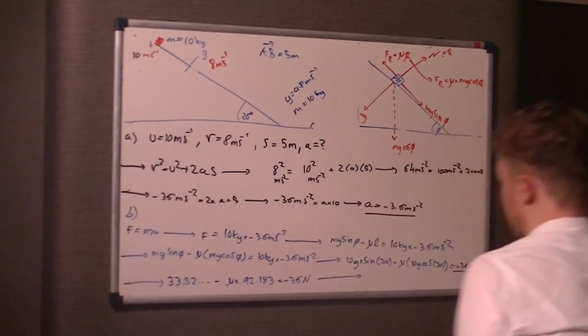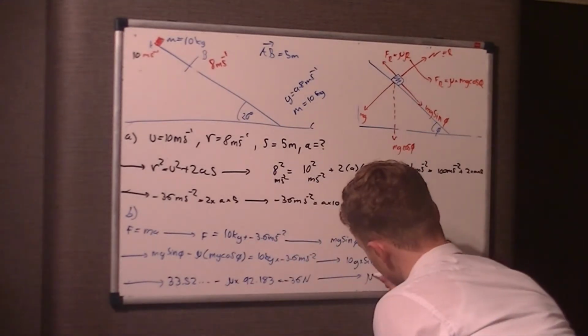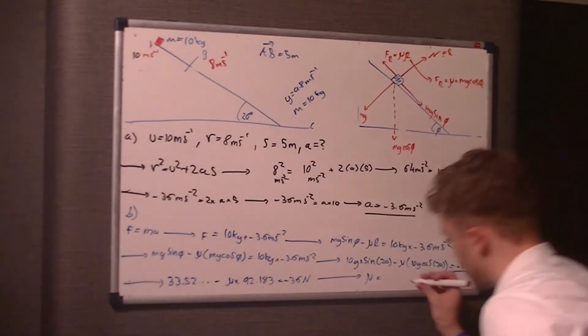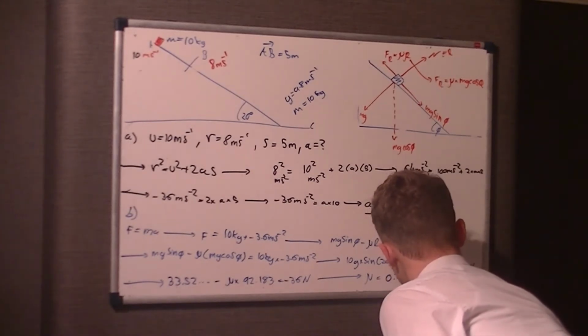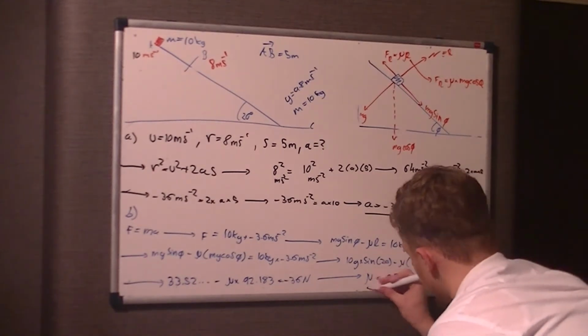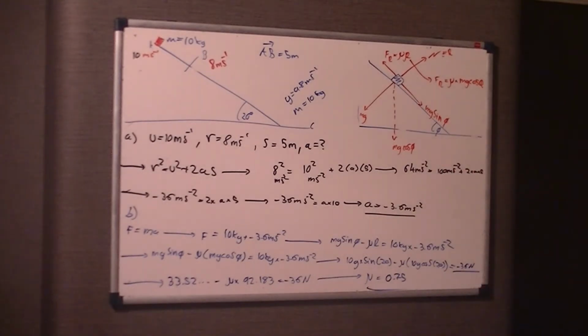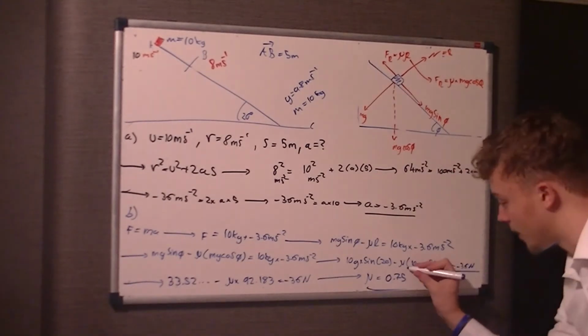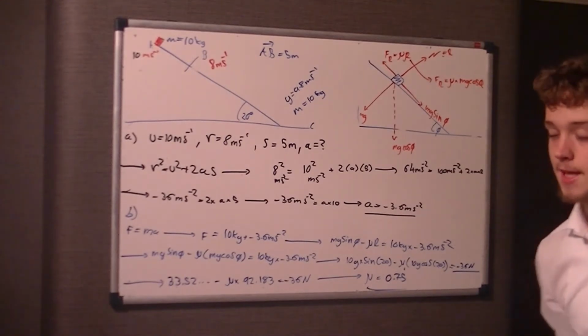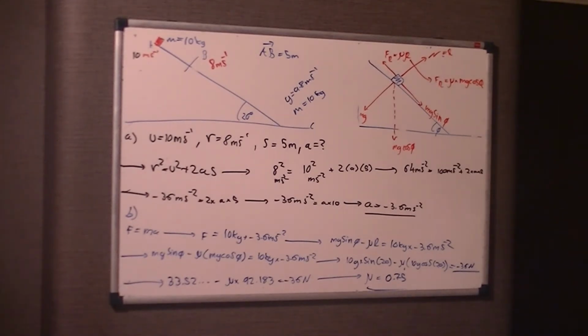Now if you simplify that down, you should get a value for μ, the coefficient of friction, which is equal to 0.75. Don't forget to put that in the correct form: it's really 0.755 recurring, so put a little dash above the last digit. Or if you wanted to put 0.76, that's perfectly acceptable as well.